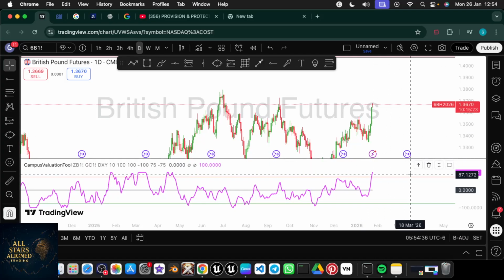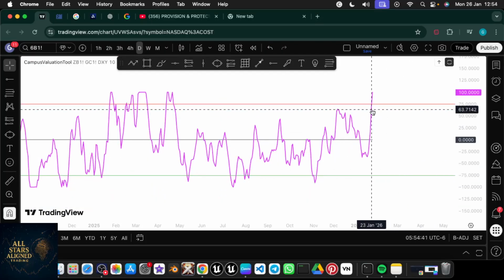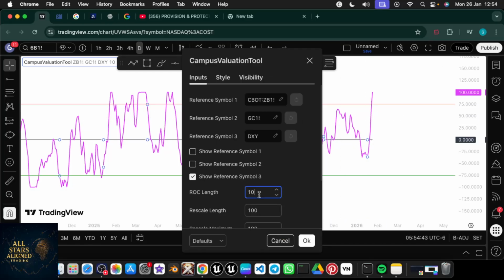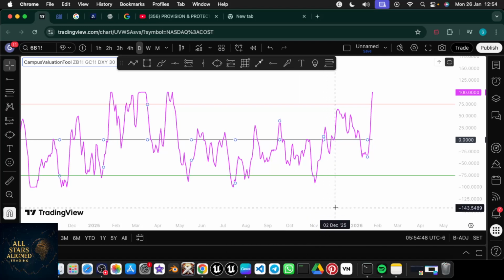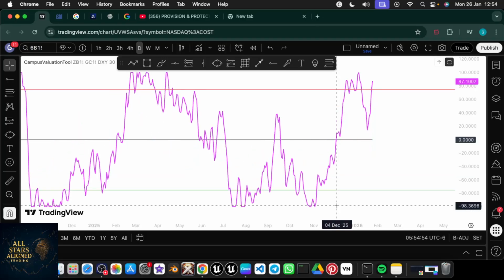We see seasonality suggesting a move to the downside, and we see that valuation is saying we are overvalued right now. So now I would confirm that by going to the 30 ROC length, because we can stop at 10, but then if you look at long term, because 10 ROC length is short term valuation, 30 ROC length is long term valuation. If we are undervalued or overvalued short term and we are the same long term, that would give us a higher confidence in actually taking the trade we want to take.